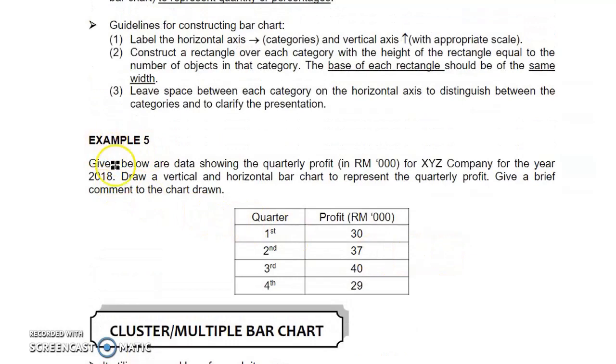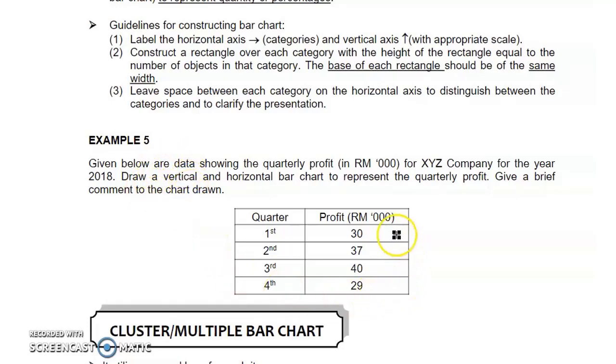Given example 5, given below are data showing the quarterly profit in 1,000 ringgit. So, for example, the first quarter here, 30, means that the actual value is 30,000. This is for XYZ company for the year 2018. Draw a vertical and horizontal bar chart to represent the quarterly profit and then give a brief comment. So in this video, I'm going to show you how to draw a vertical bar chart.